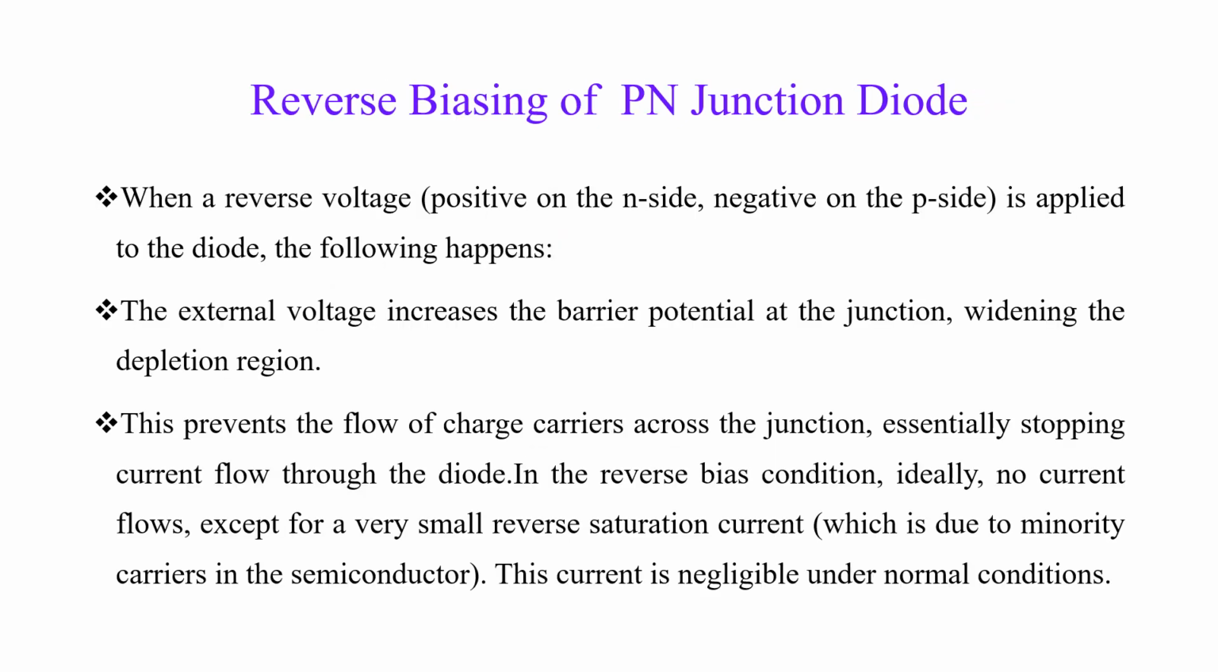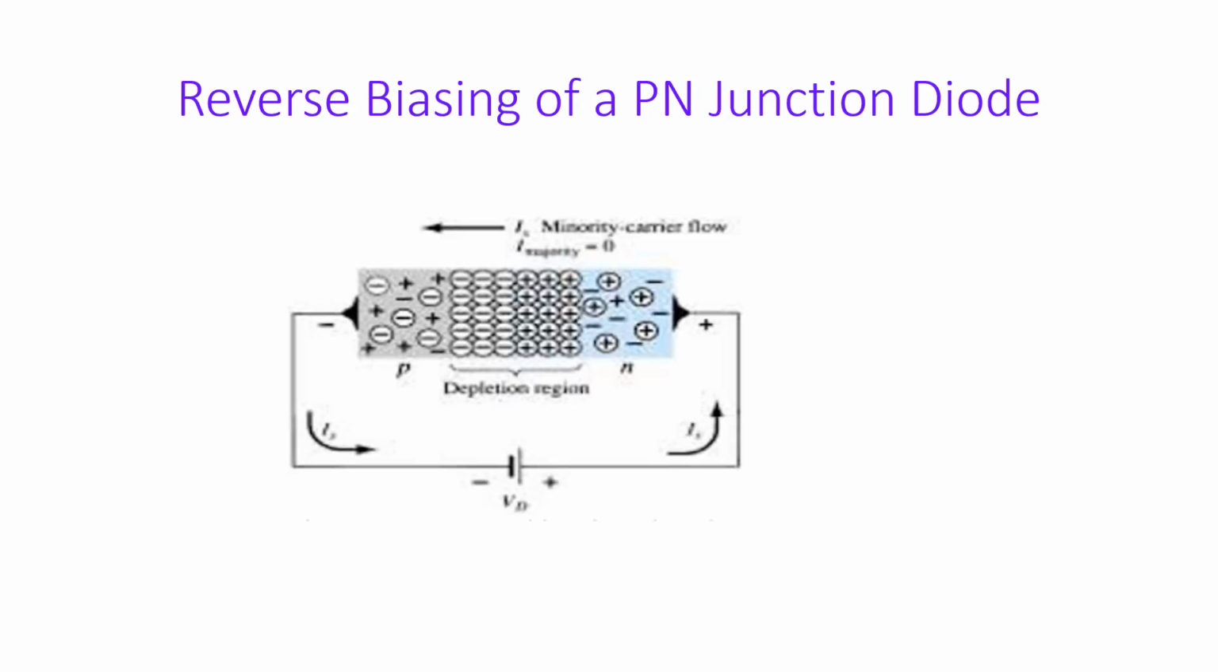When a reverse voltage is applied to the diode, the following happens. The external voltage increases the potential barrier across the junction and widens the depletion region. This prevents the flow of charge carriers across the junction, essentially stopping the current flow through the diode. So, ideally no current flows except a very small reverse saturation current, and this current is negligible under normal conditions. The figure shows the reverse biasing of a PN junction diode.